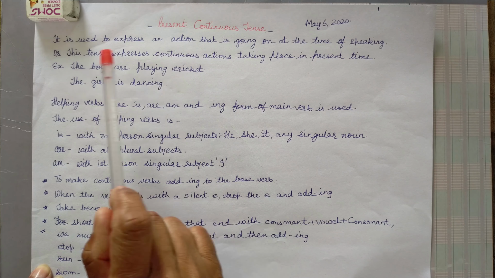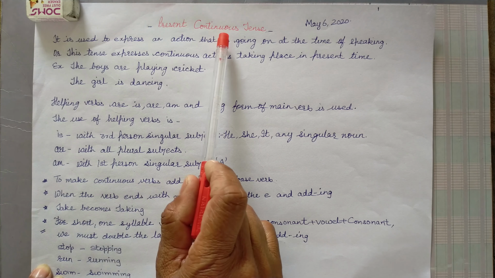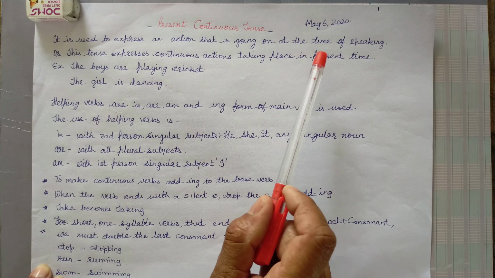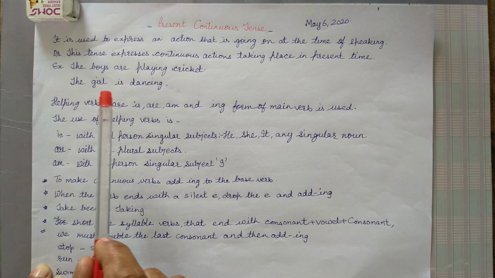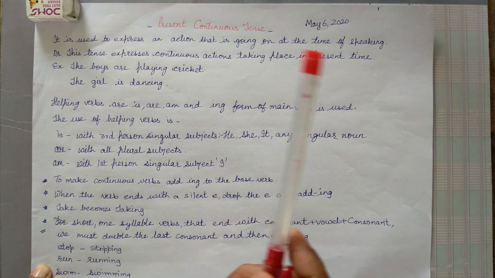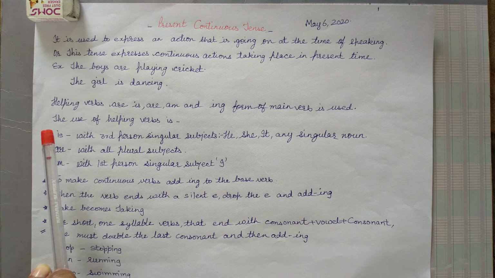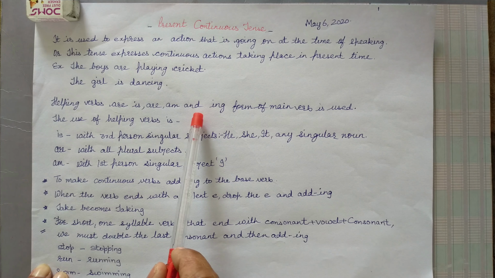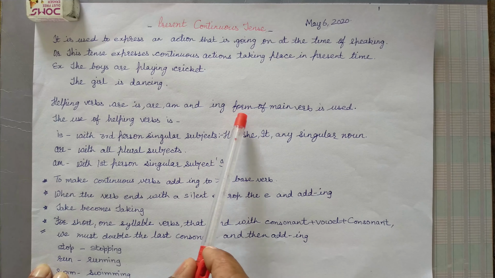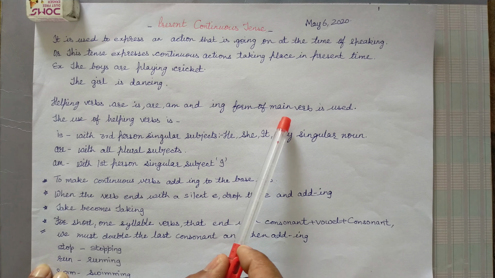Listen carefully. In present continuous tense, action is going on at the time of speaking. Example, the boys are laughing. The teacher is teaching. Helping verbs are is, am, and are, and the ing form of the main verb is used.